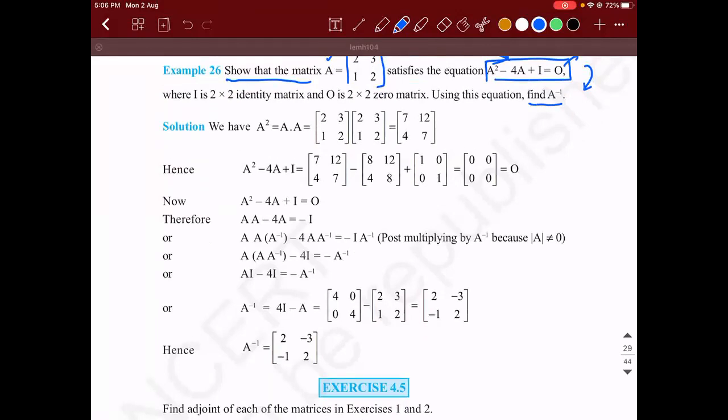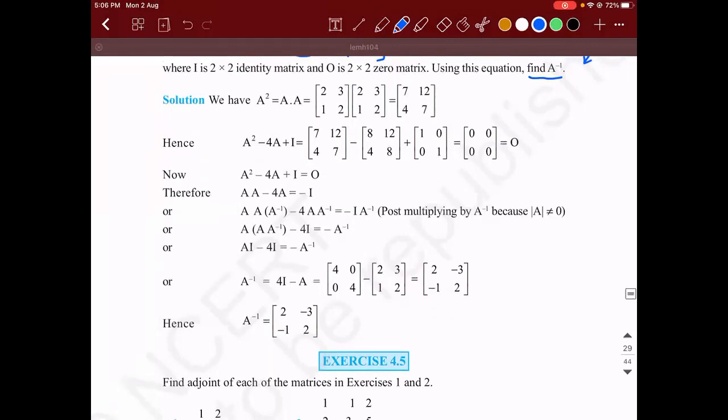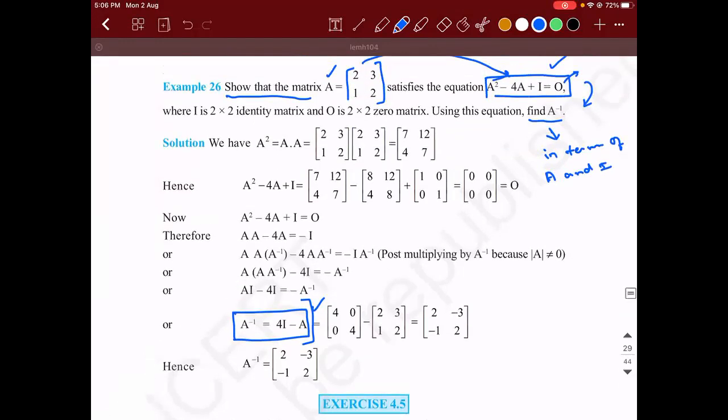If I'm not wrong, what I'm guessing is, using this equation, they might ask you to find A inverse and they might expect you to obtain this expression. So they can rephrase the question like this: find A inverse in terms of A and I. Means you need to stop at this step. So let me tell you how to do it. Guys, am I clear till this point? Just give me a confirmation. Can everyone do this first part?